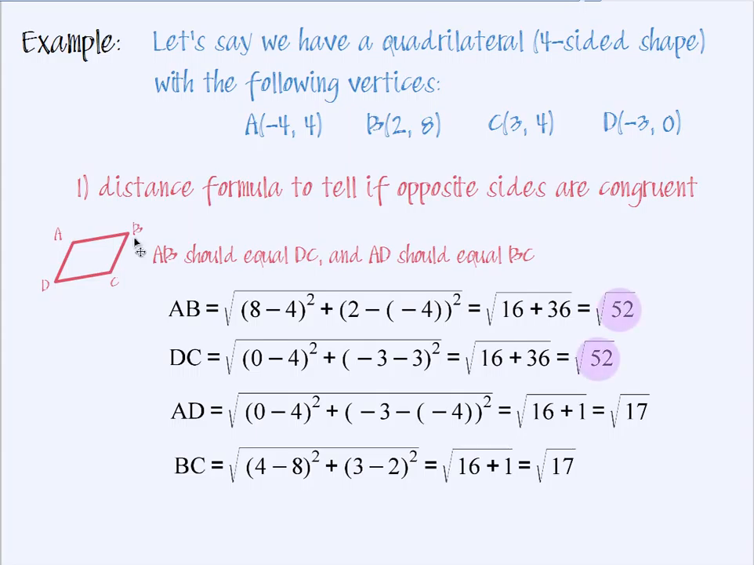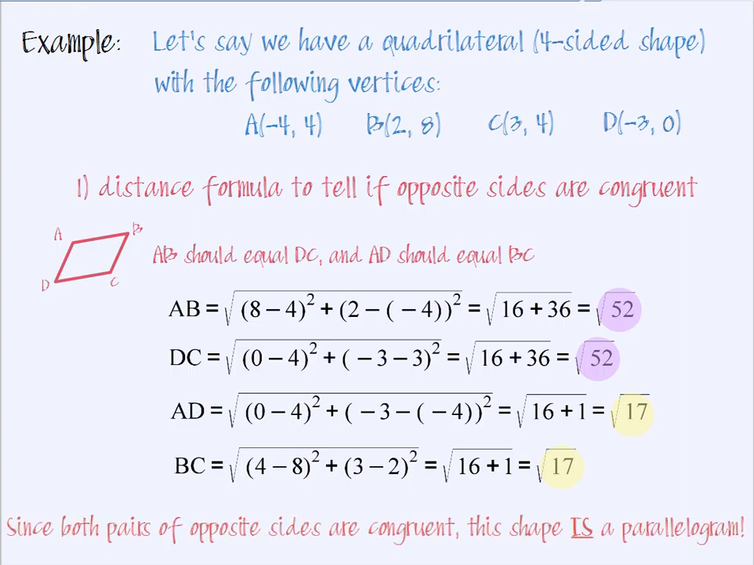Looking at the first two, AB and DC, we see that they're congruent. Looking at the last two, AD and BC, I can see that they are also congruent. Hence, I have opposite sides that are congruent, and I can say without a shadow of a doubt that this shape is a parallelogram. Pause the video if you need more time writing these notes down.